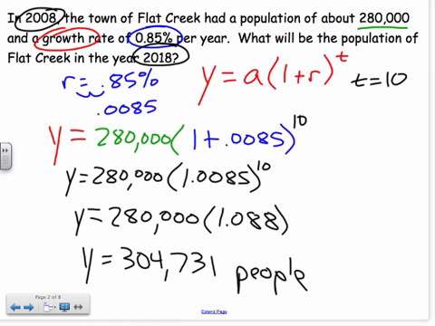That's a very small increase, but over 10 years, it keeps getting compounded, so it increases faster, right? If you think about exponential growth, it increases fast. Small percent, yet it increases by almost 25,000. So just figure out what formula you want to use and apply it.